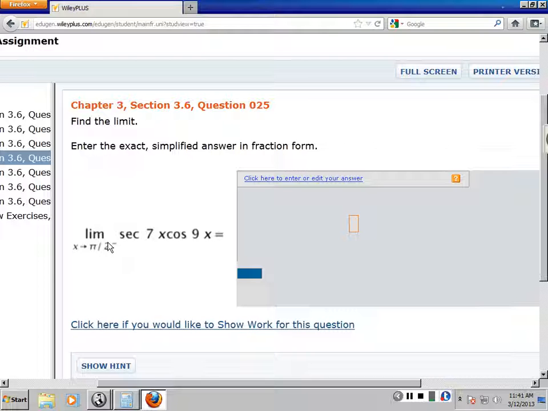But the limit is going to exist on the left side of pi over 2, and on the right side of pi over 2 as well. But the limit at the point is not going to exist. Does that make sense? Makes sense. Okay. So a lot of times with trig, it will be one-sided limits because the limit doesn't exist at that point. But you can still talk about the right side or the left side.